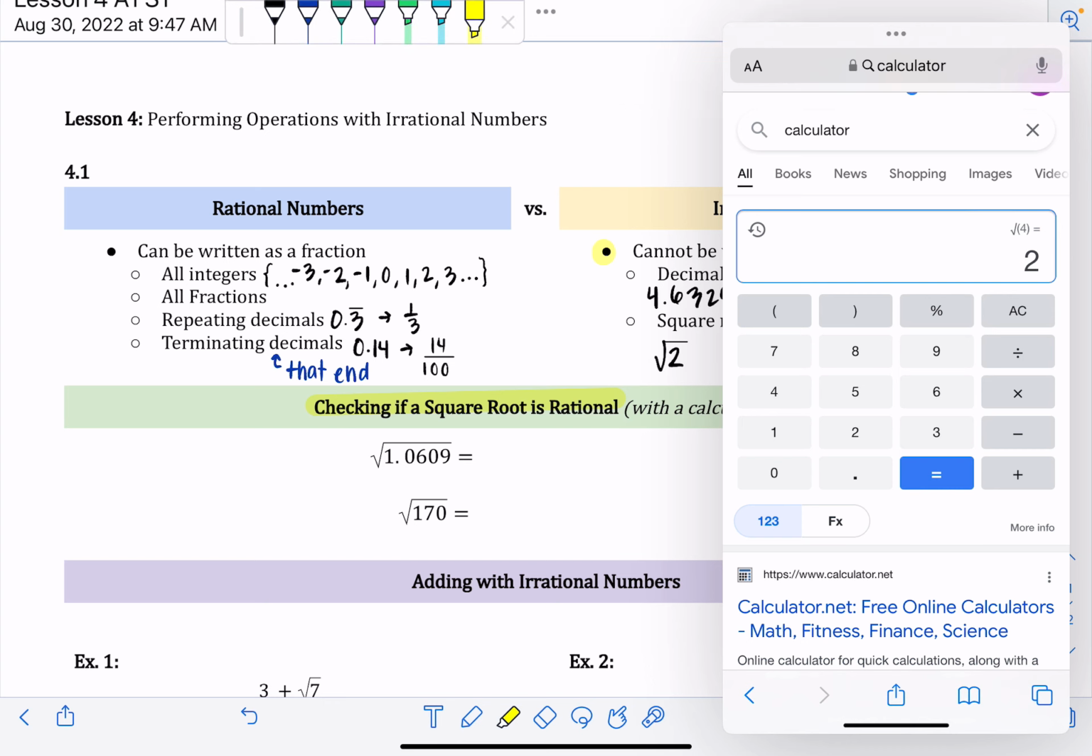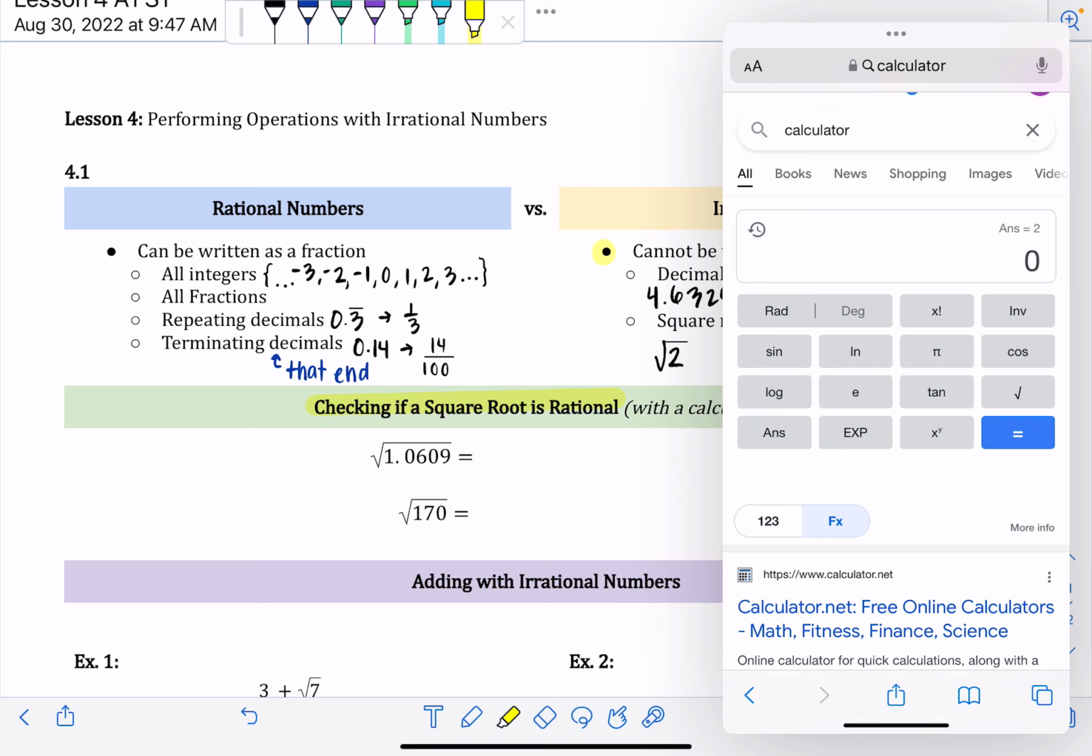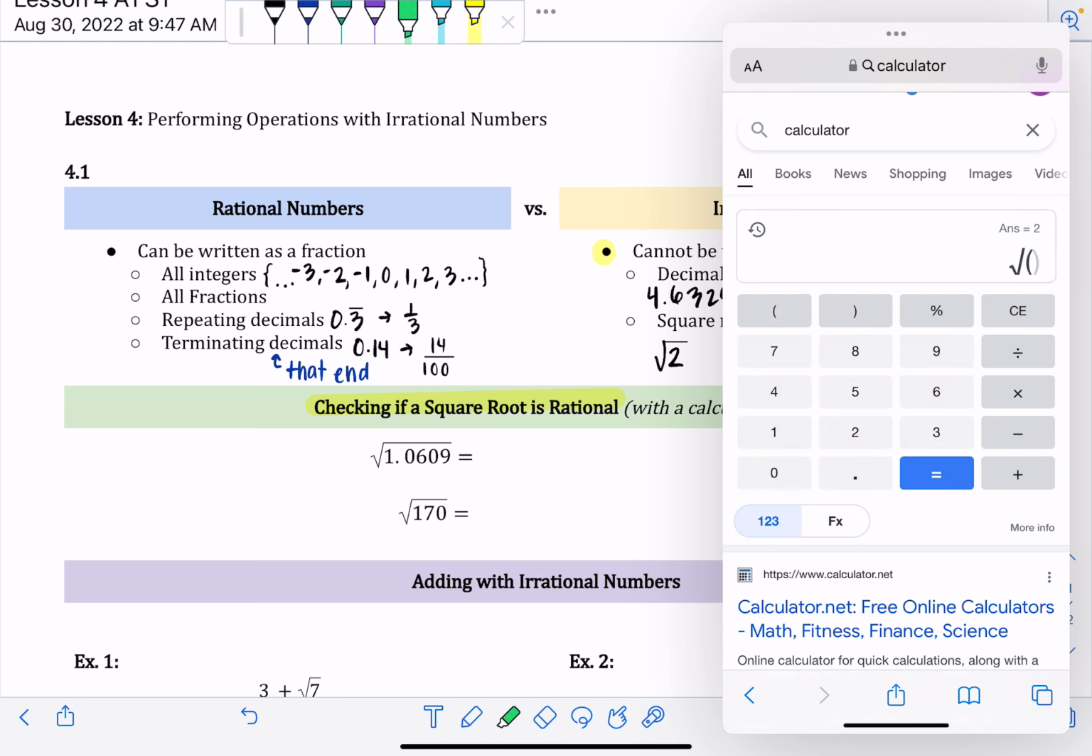Okay, so checking to see if a square root is rational. We're just using a calculator to do this, and I expect you to use a calculator as well. I'm going to get my little radical, and then I'm going to enter this number, 1.0609. When I look at that, this definitely looks like it's going to be irrational because I have a crazy decimal inside my radical. I feel like there's no way that's a perfect square.